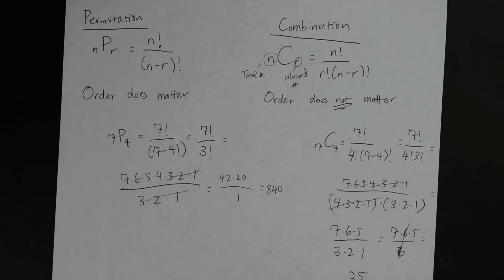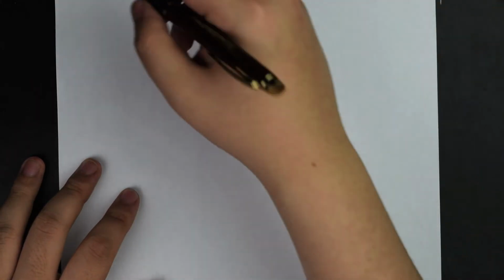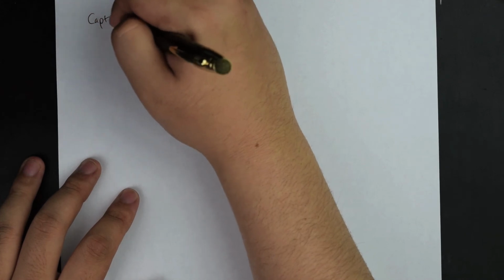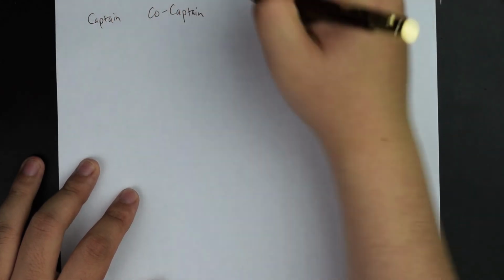And so I'm going to go ahead and do this in a real life scenario based question. So I'm going to take away this paper and put it onto another paper. In real life scenarios, let's say that the question states that there's a ski club, and they're trying to choose 3 officers. They want a captain, a co-captain, and a secretary.